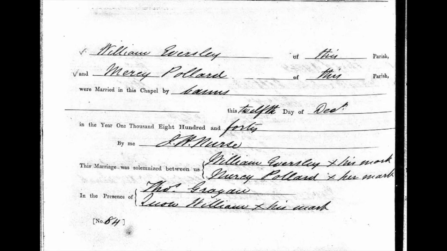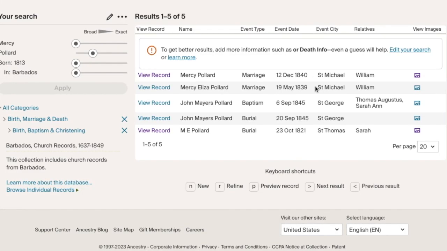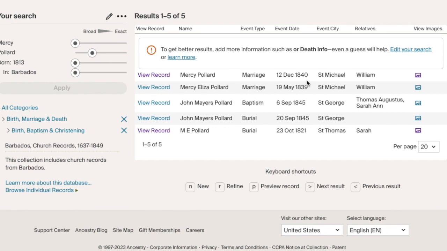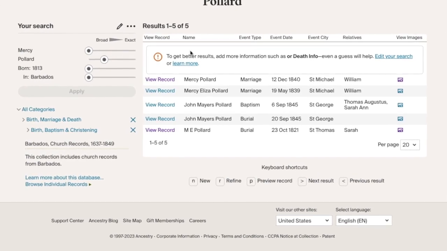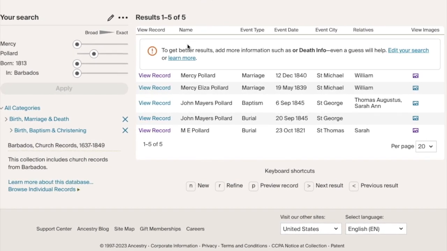So she may have had this relationship with James Sr. There's no record that I could find. I couldn't find James Sr. in the Barbados church records, but she's, at least by 1840, marrying somebody else in St. Michael's. So again, in that parish around Bridgetown. But we also see there's actually some other information about her in terms of people who are descendants.